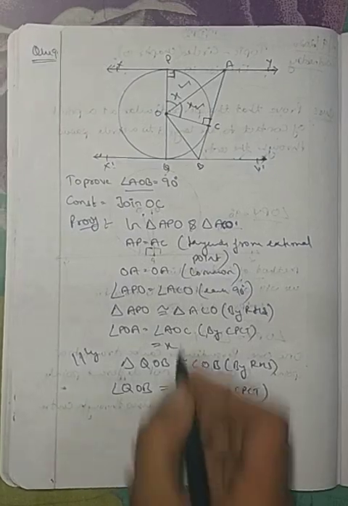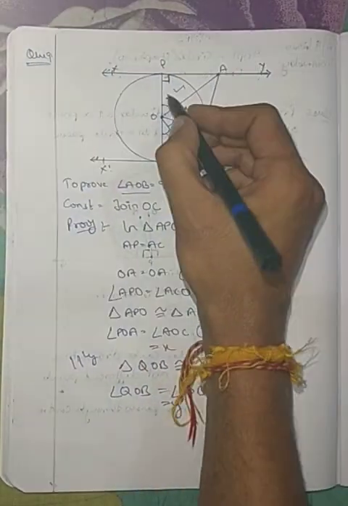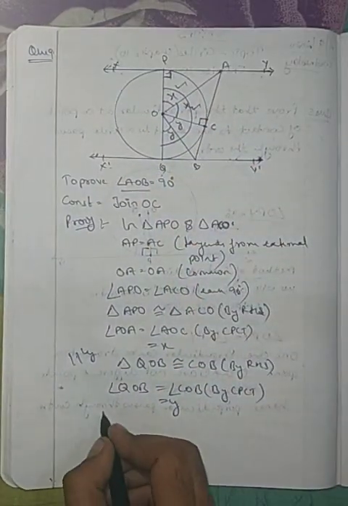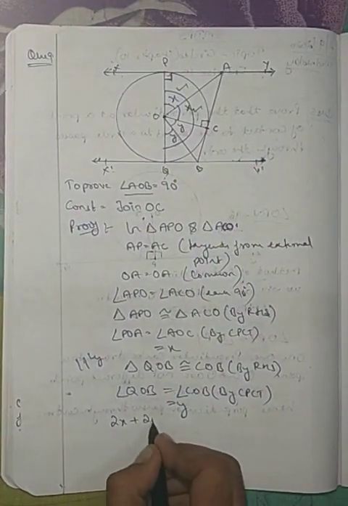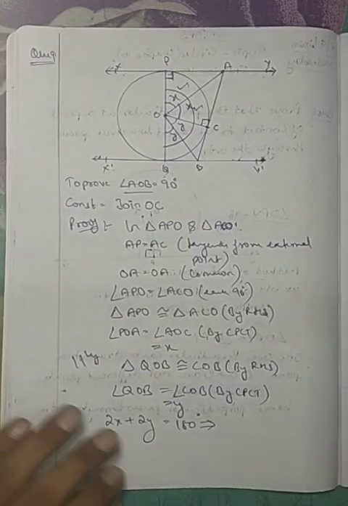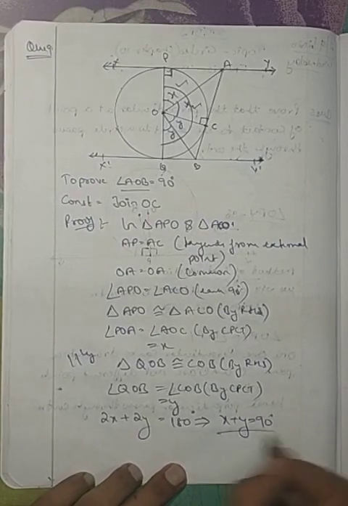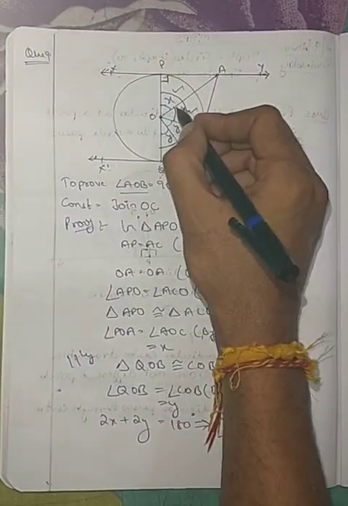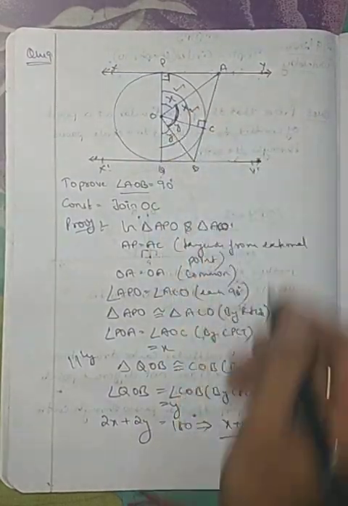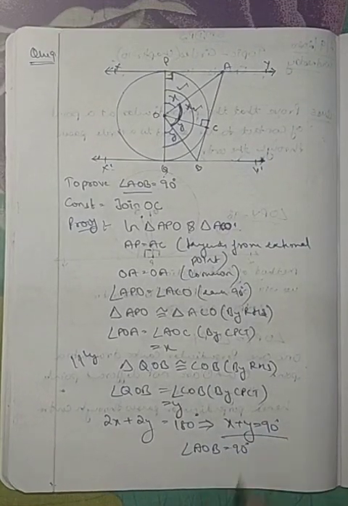Let both these angles be Y. Now what about this angle? X plus X, 2X, plus 2Y, this angle is equal to 180 degrees. Taking 2 common, X plus Y comes out to be 90 degrees. X plus Y means this angle plus this angle. What do we call this angle? AOB comes out to be 90 degrees.